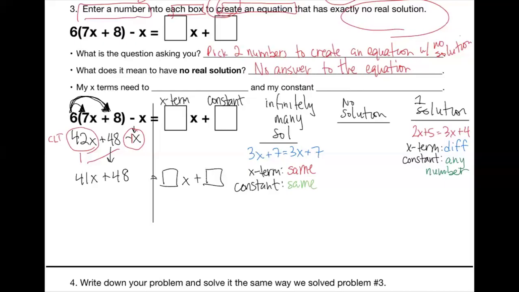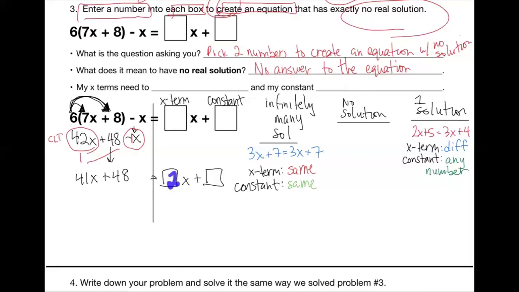If I wanted to create a one solution equation, I would have to have different x terms and any number in my constant. Well, this is my x term. I just need a different number, so I just can't have 41. I could have 42. I could have 43. I could have 44. I could have 100. I can have 0. I could have 1. In fact, I could have 2. I just couldn't have 41, because that's the same and they need to be different.